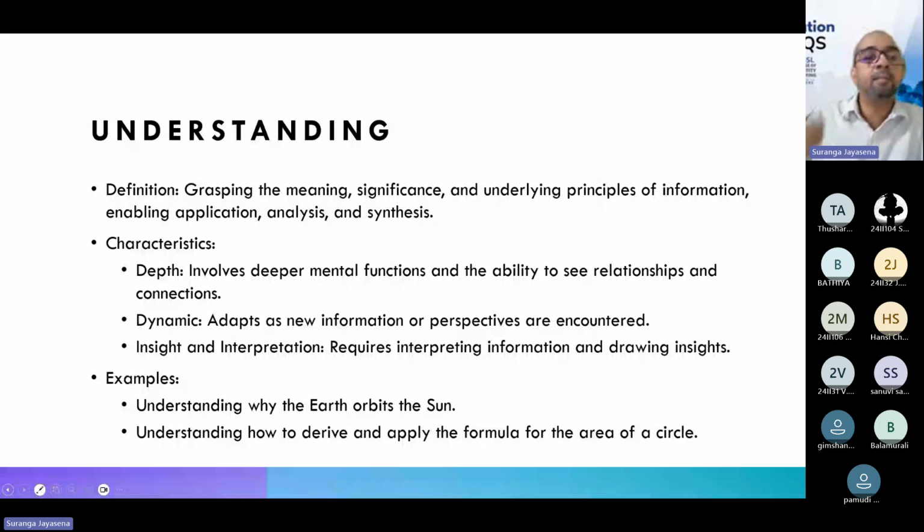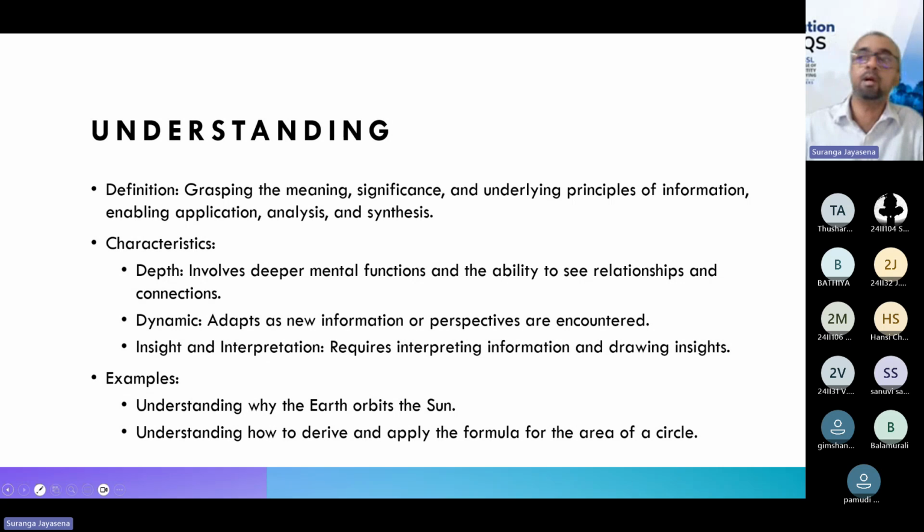Right? And there are insights and interpretations. You interpret, you give the meanings. You come up with the idea about it, your interpretation. You give a meaning to the information that you receive, and you make insights about it. Okay, because of this and that, this should be like this. You draw insights from the information that you receive.